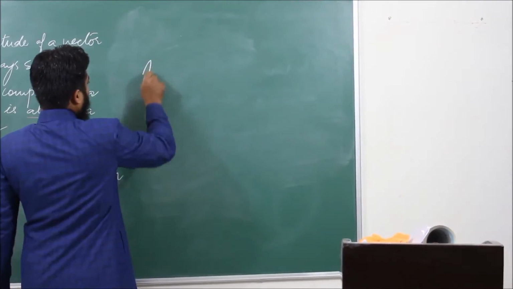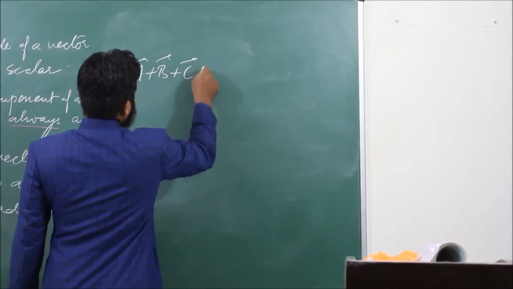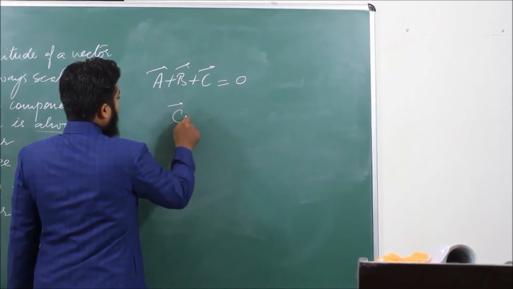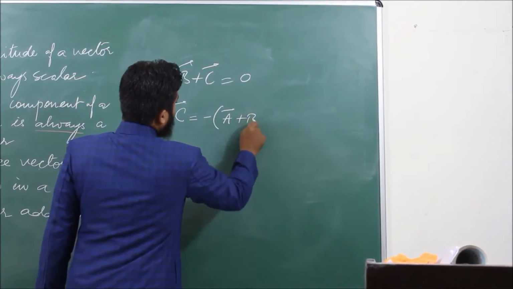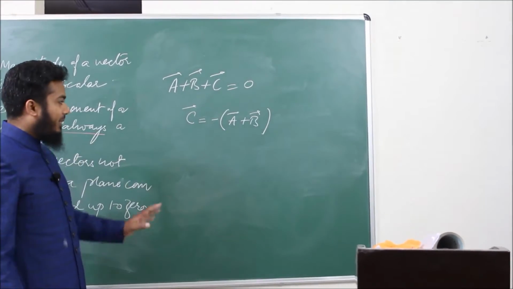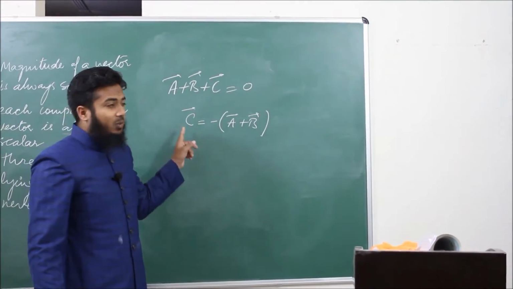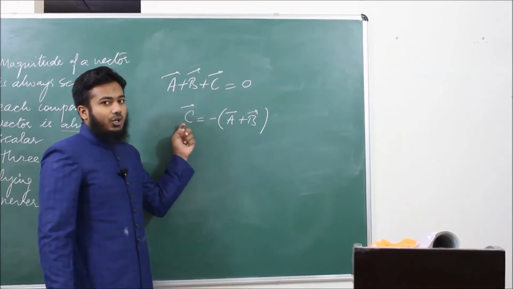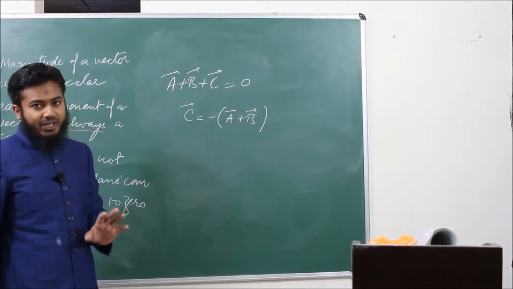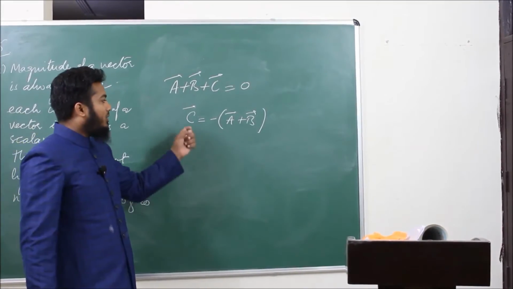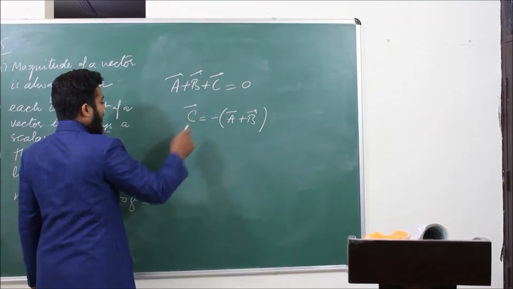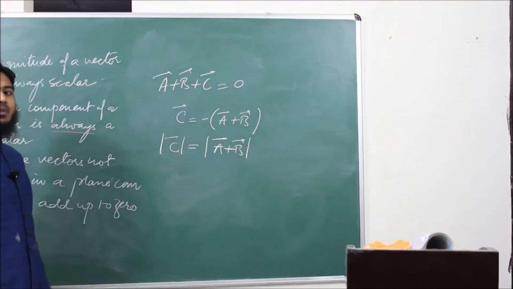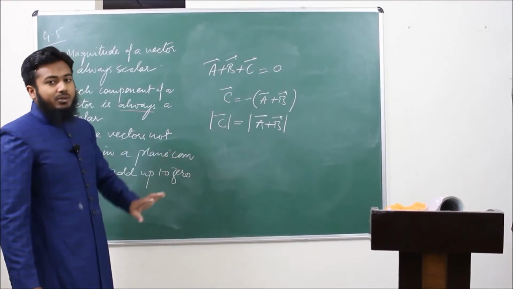So we have 3 vectors, say A plus B plus C, and I'm saying that the resultant of all three is 0. Now how is this possible? I can write C is equal to minus (A plus B). Now that means C is equal to the resultant of A and B, and the direction of C is opposite to the direction of the resultant of A and B. C is in the opposite direction to the resultant of A and B. And the magnitude of C will be equal to the magnitude of the resultant of A and B. So now when is this possible? When will this be possible?